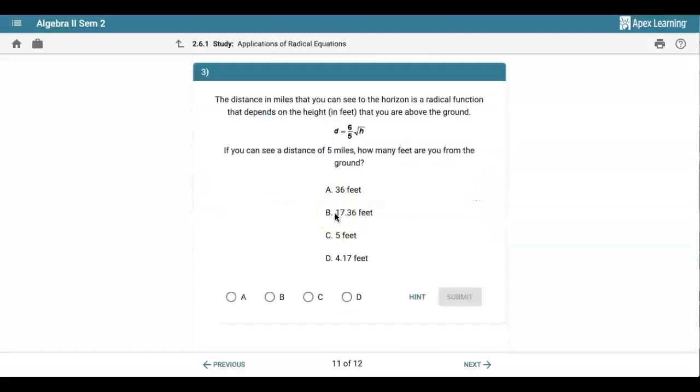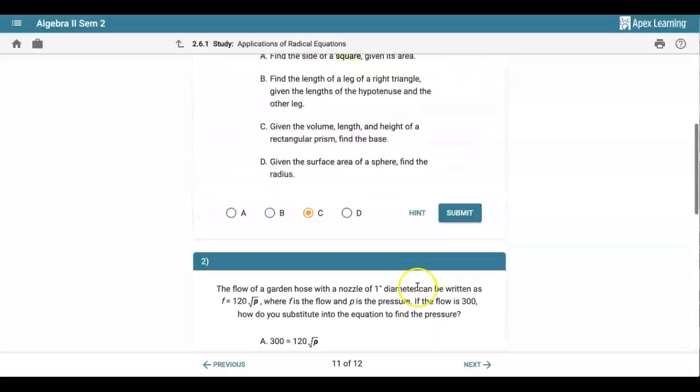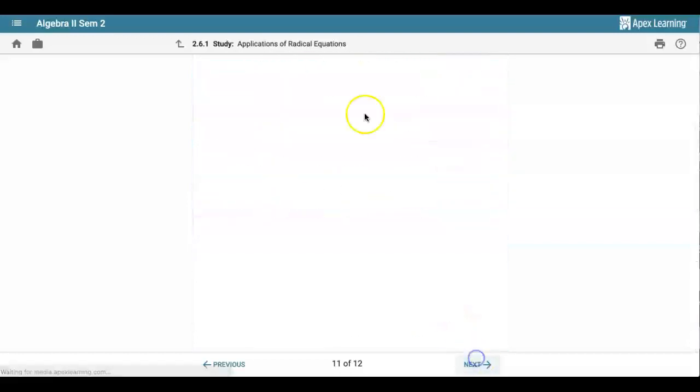Questions 2 and 3 are asking you again to just plug in values that you know. Really evaluate these questions the way that they're given to you. Plug in and solve. So again, hopefully not too difficult.